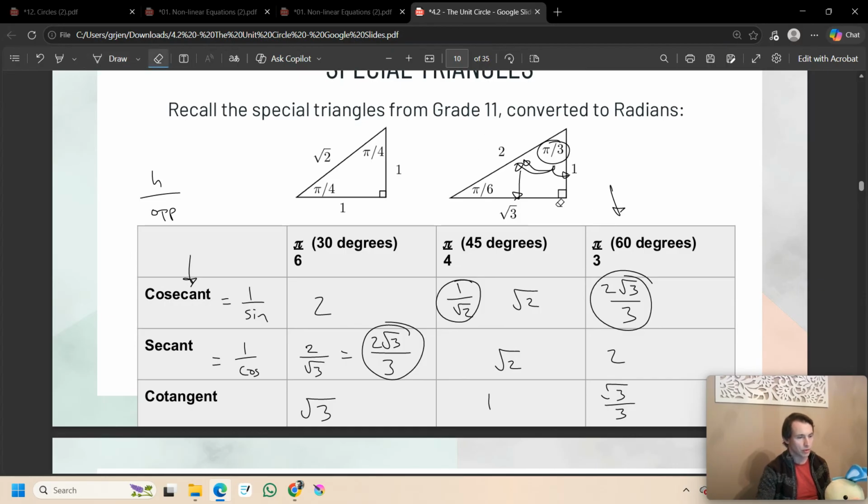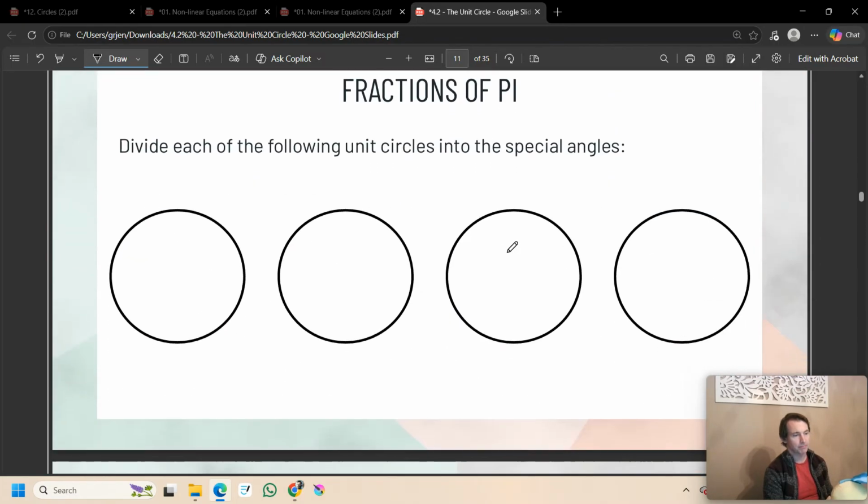because for cotangent, sorry, we do adjacent over opposite, but 1 on root 3 has an irrational denominator, and you know how Hopper feels about that. So we rationalize the denominator.